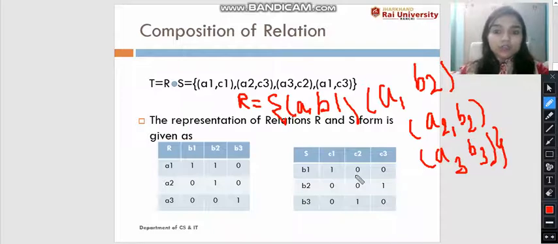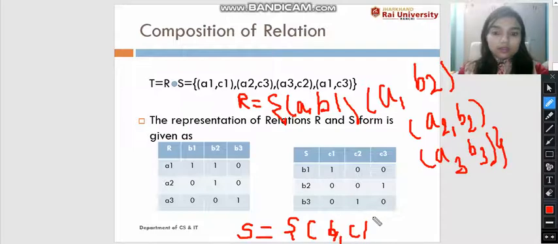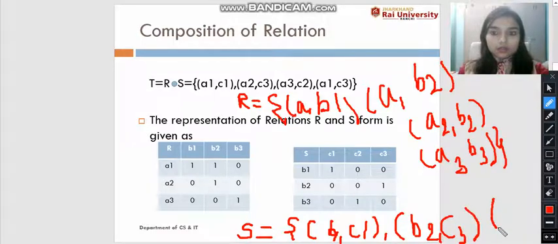S is the relation which is defined between Y and Z. The elements of Y are B1, B2, B3 and the elements of Z are C1, C2 and C3. And what were the elements of S? The elements of S are B1 C1, B2 C3 and B3 C2. These are the elements of S.